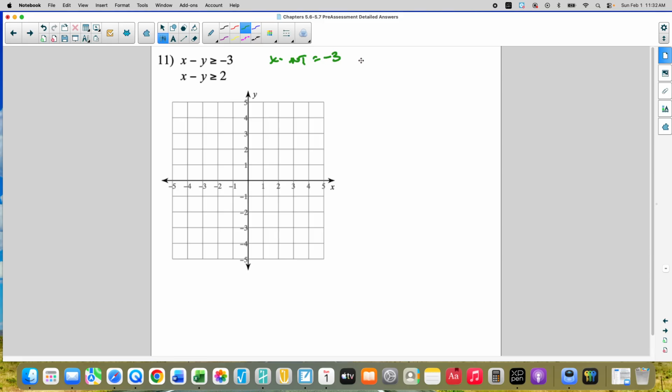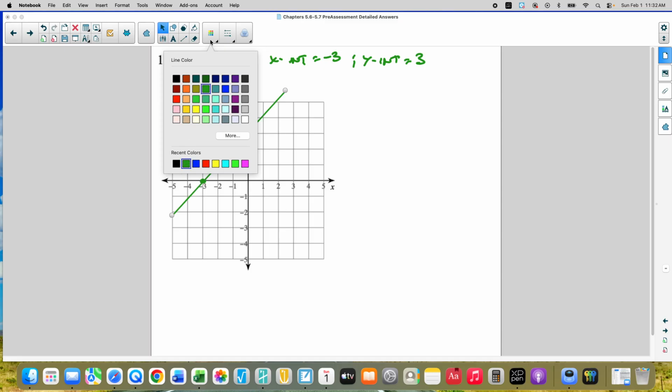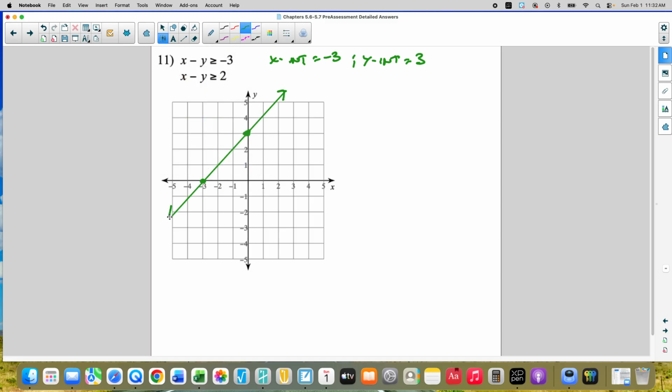Number 11, x-intercept equals -3, y-intercept equals +3. Closed circle, x -3, y 3. Well, that was pretty good. Don't have to rearrange that. Arrows and testing. 0 minus 0 greater than or equal to -3. 0 is not greater than or equal to -3. That's false. So we will shade away from my testing point.